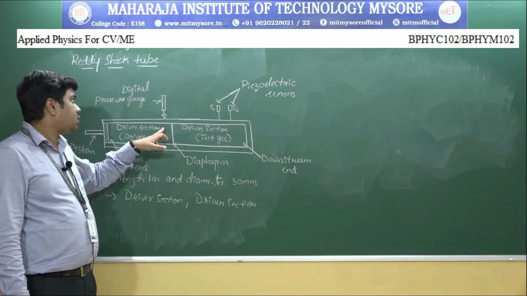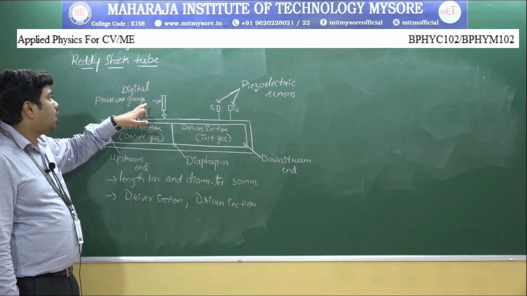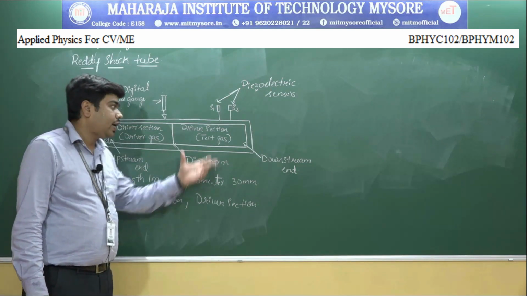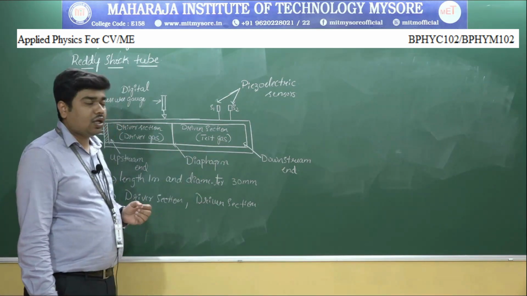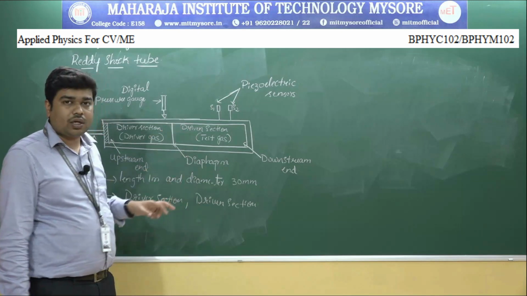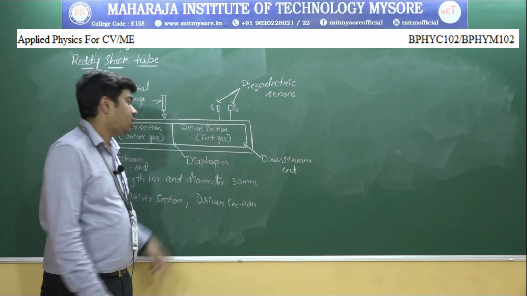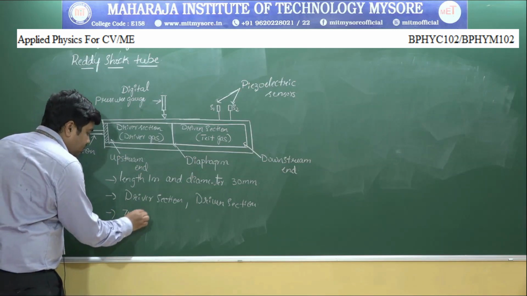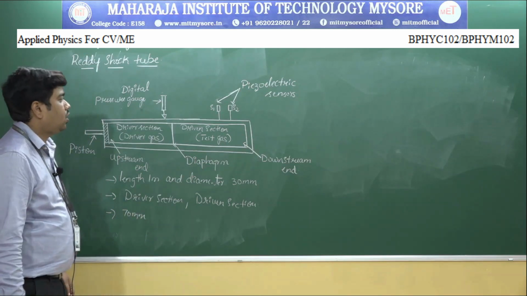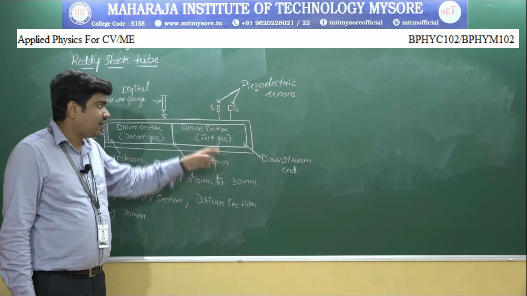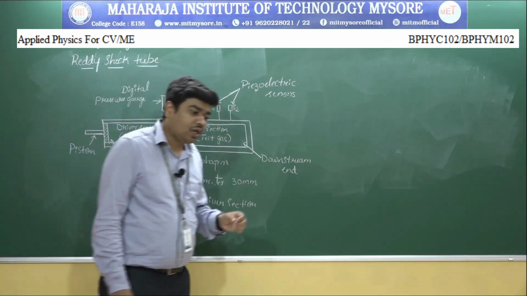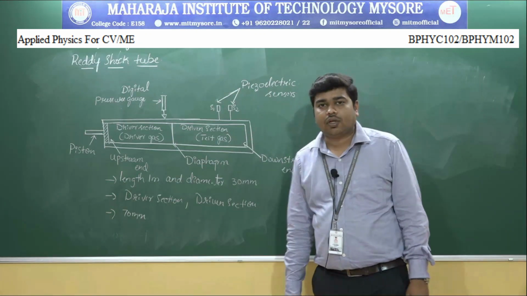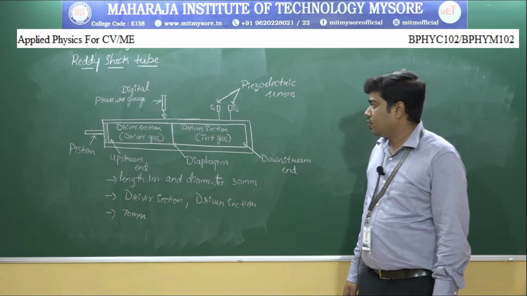Now at the end of the driver section we have a digital pressure gauge fixed very near to the diaphragm, and at the end of the driven section near the downstream end there are two piezoelectric sensors fitted apart by a distance of about 70 millimeter. Now the test gas is filled in the driven section by using a nozzle. The driven section is completely sealed once the test gas is filled inside it.